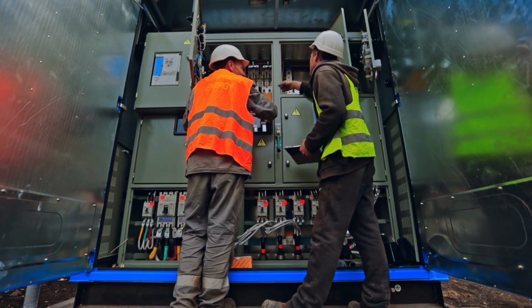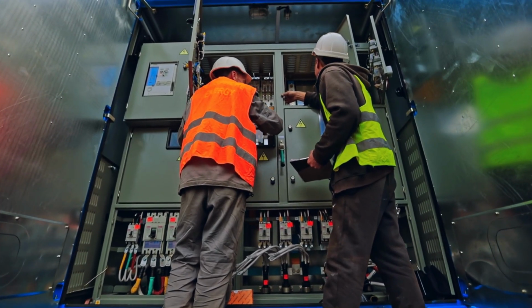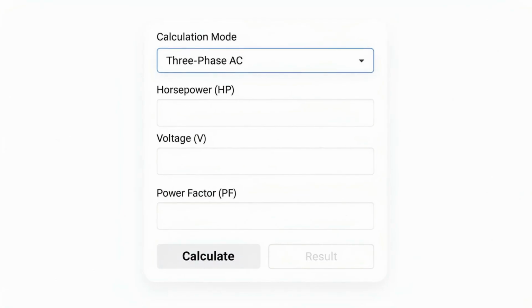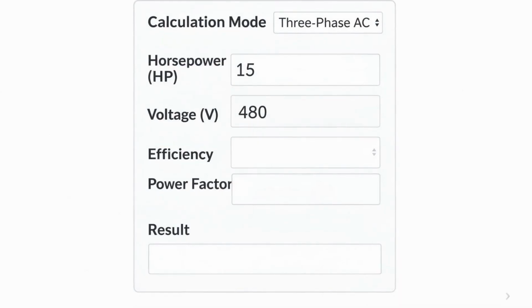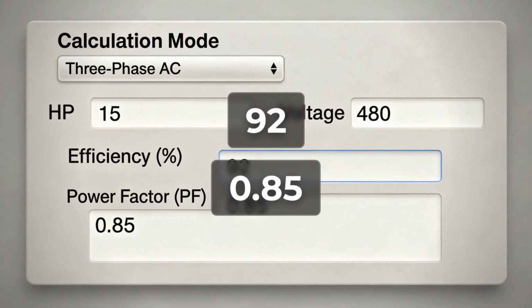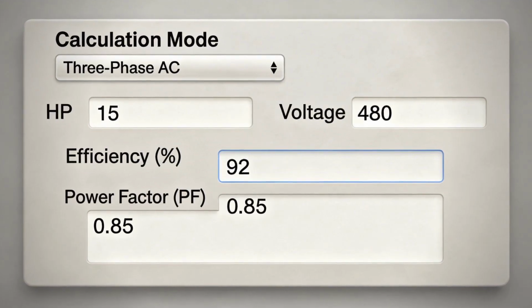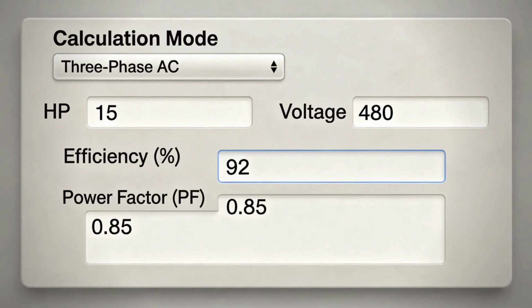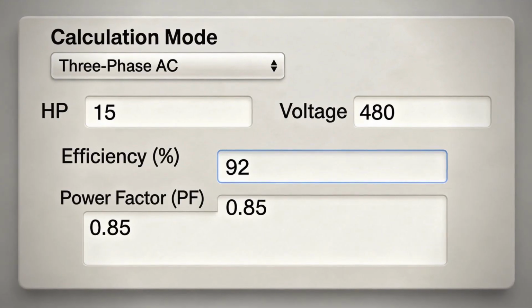Let's work through a practical example. I'll enter 15 for a 15 horsepower motor. For voltage, I'll input 480, standard for industrial 3-phase systems. Motor efficiency varies, but 92% is typical for modern motors. Power factor depends on load conditions. I'll use 0.85, common for motors at full load.